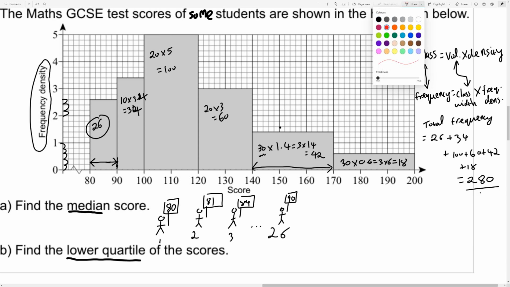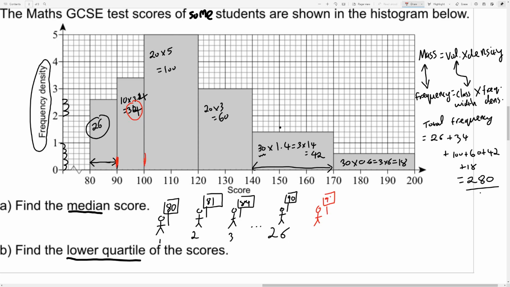Now, the next frequency is 34, not 32, I made a mistake earlier. 34 people, and they have scores between 90 and 100. So we could be thinking now, it could be 91, it could be 90 again, up to 100. Again, it might not be exactly 100, it might be 99, but let's just say it's 100, because they're not going up in ones here, okay? We're not saying that necessarily they're uniformly distributed. We do assume that in our working, but there we go.